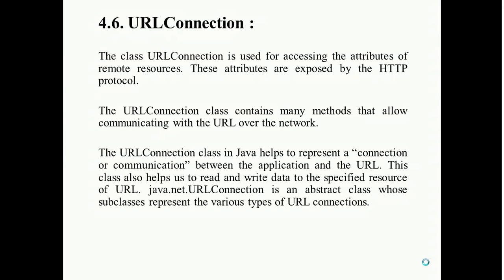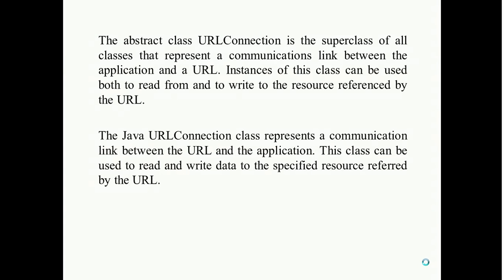Once a client makes a connection to the remote resource, the role of the URLConnection class starts, and the instance of the URLConnection class examines the properties of the remote object and transports it locally. This class is an abstract class and it accesses the remote resources. The abstract class URLConnection is a superclass of all classes that represent the communication link between the application and the URL.